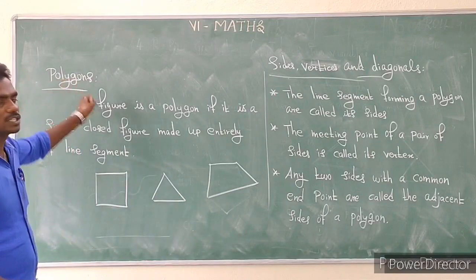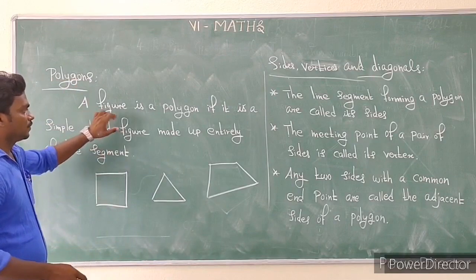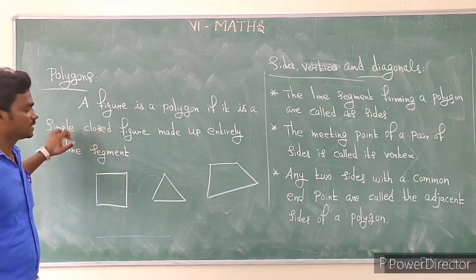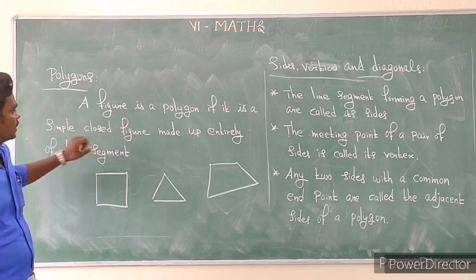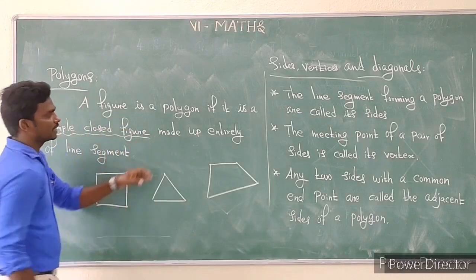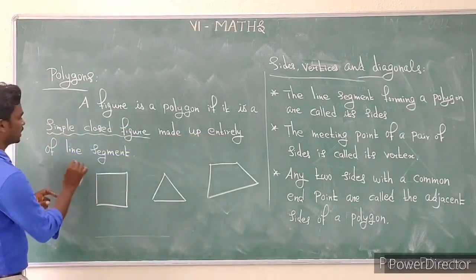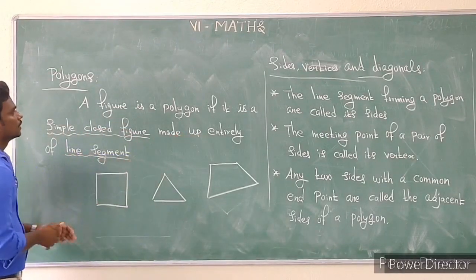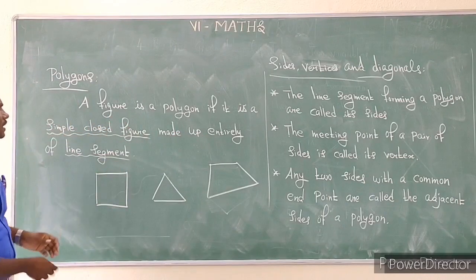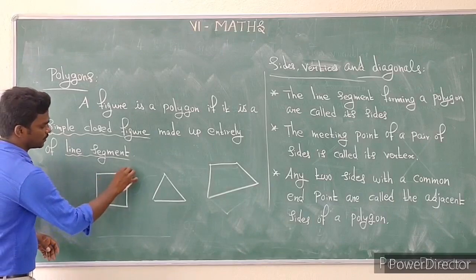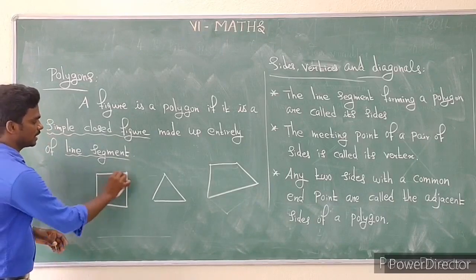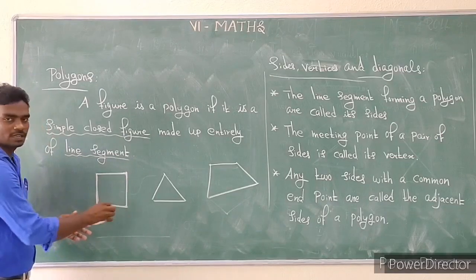The next concept is, what is a polygon? A figure is a polygon if it is a simple closed figure made up entirely of line segments. We know what a simple curve is, right? So this is a simple closed figure. The first one is a simple curve because this line does not intersect at any point.